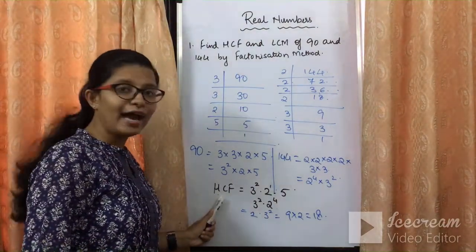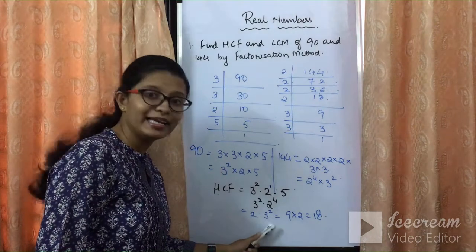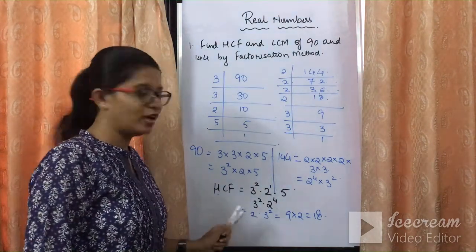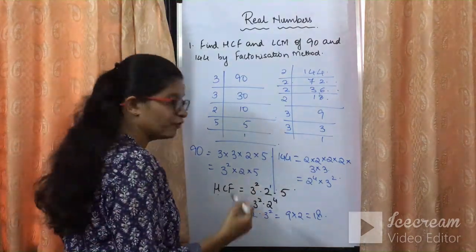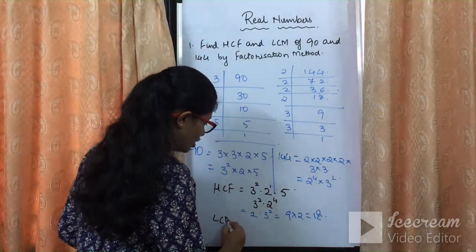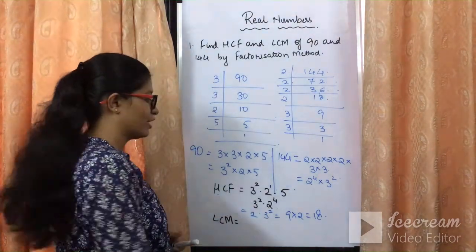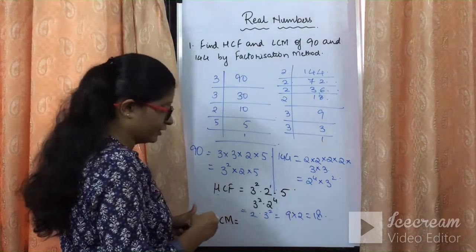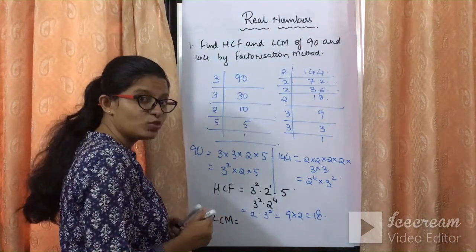In LCM, we take the highest power, but in HCF we take the lowest. So that is the trick in the LCF and LCM part, which children sometimes get confused about. Now if I talk about LCM, lowest common multiple, you should have the highest power of it.